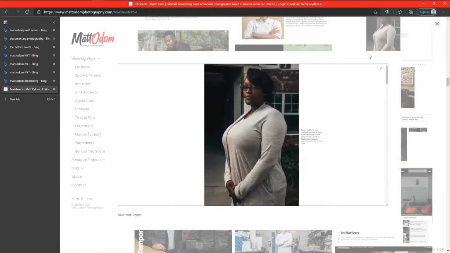This is also another story here, a portrait of Clarice Middleton, who was wrongfully accused of fraud by bank employees when she was trying to cash a check at Wells Fargo. They did a write-up on banking while black, and so they needed a dramatic portrait. So this is what we went for. This is the look they got, and this actually ran as a full vertical in the newspaper and on the website that you see there.